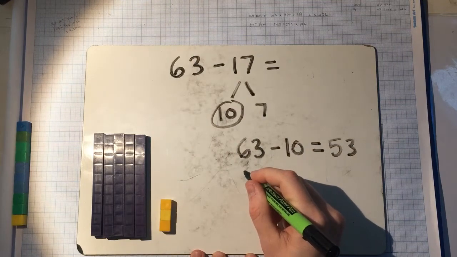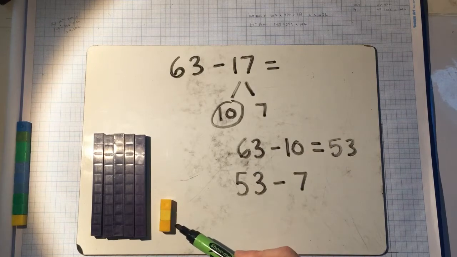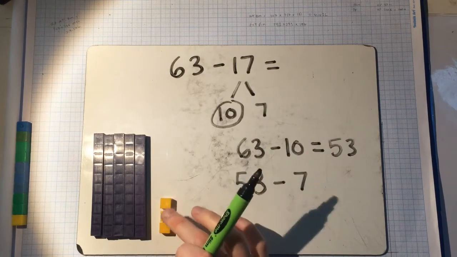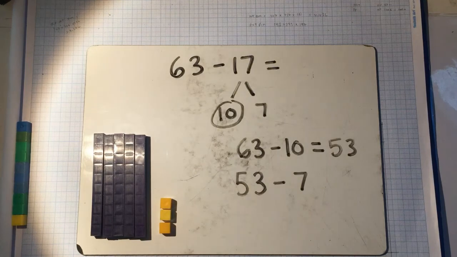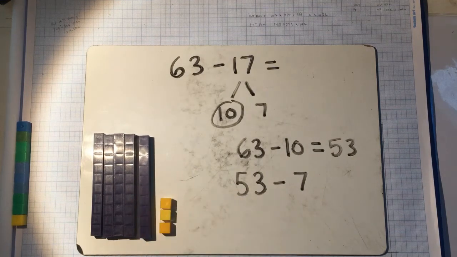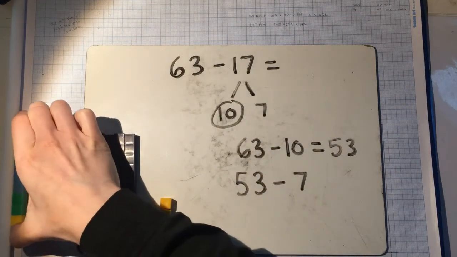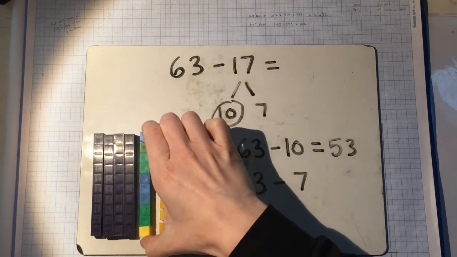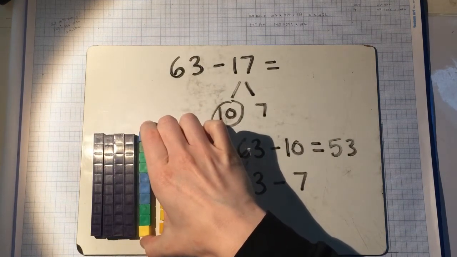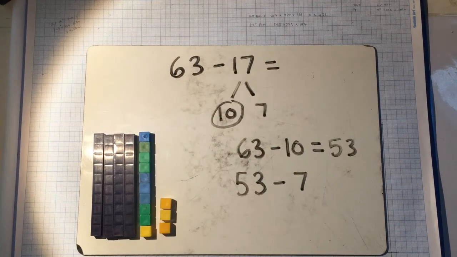Now we need to subtract the ones. And you can see that we don't actually have enough ones to subtract 7 from. Children are really familiar with the idea that 1 ten is equal to 10 ones. So in this situation, we've taught children that they can exchange 1 ten for 10 ones. And when they do that, when they decompose and break down a 10 into 10 ones, they can now subtract 7 a lot more easily.